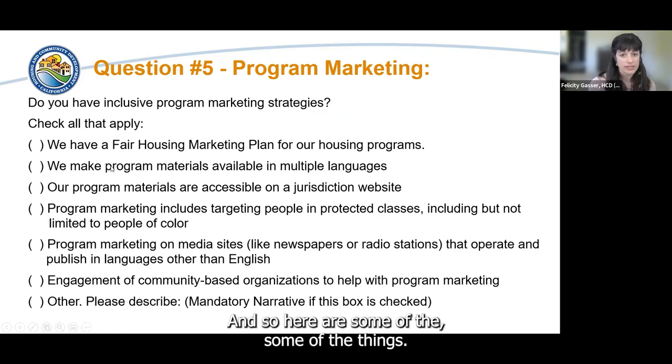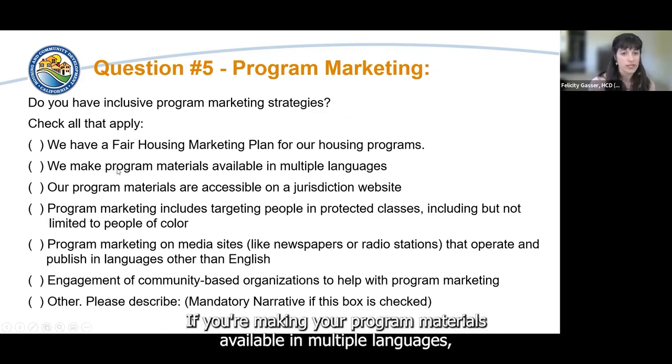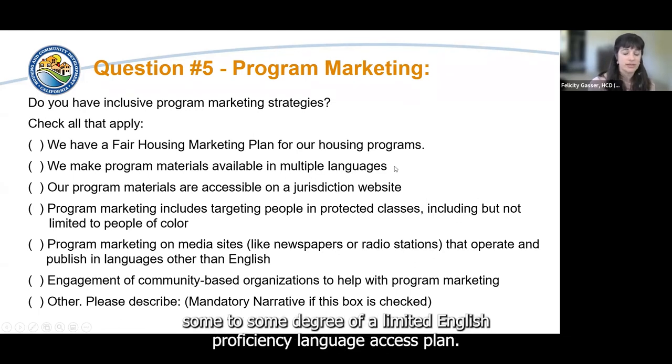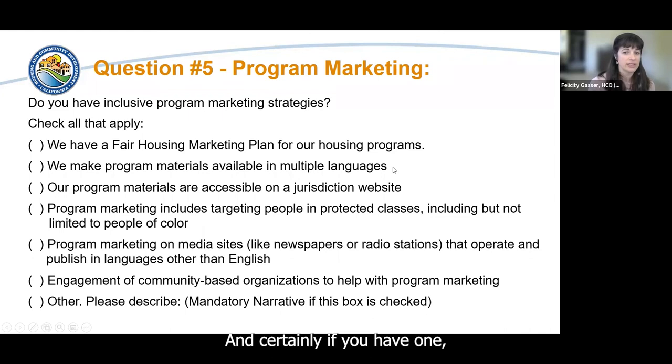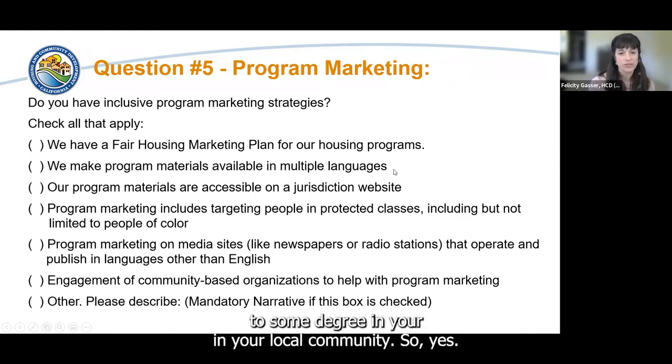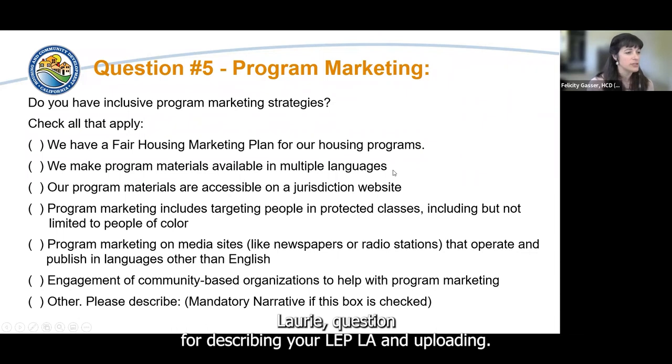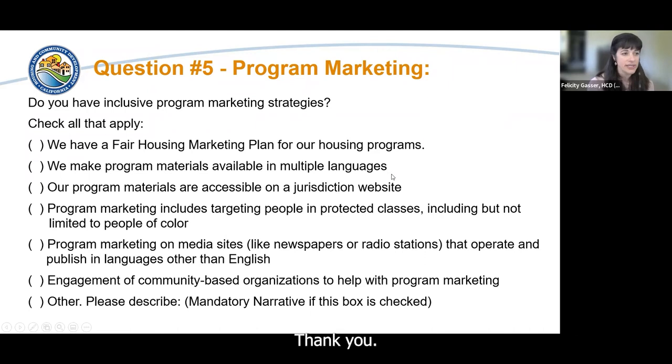And so here are some of the things. If you're making your program materials available in multiple languages, that probably means you're following to some degree a limited English proficiency language access plan. And certainly if you have one, it probably dictates that you should have that to some degree in your local community. So yes, Lori, question 4, describing your LAP, and uploading it would be a great place to start. Thank you.